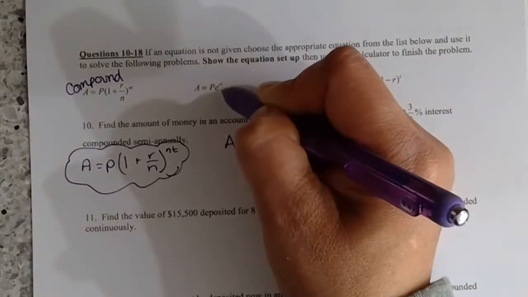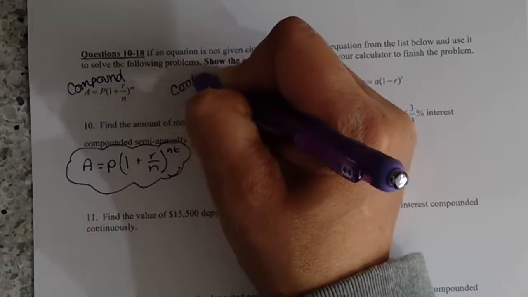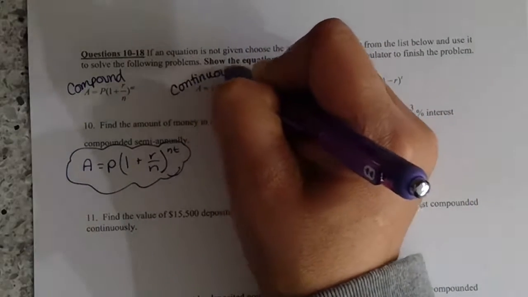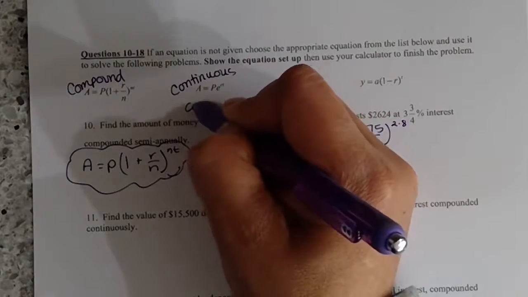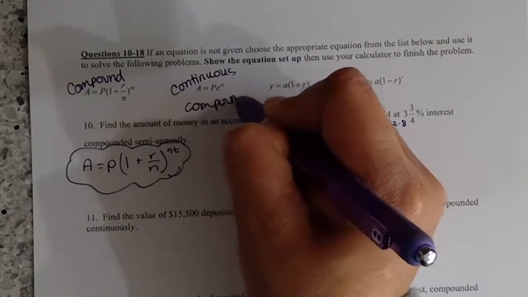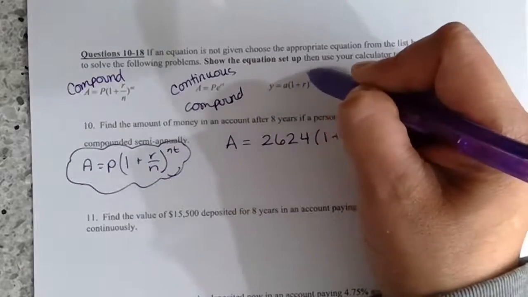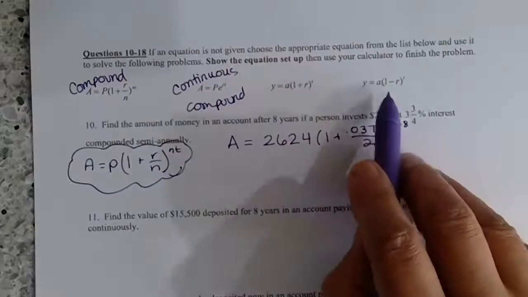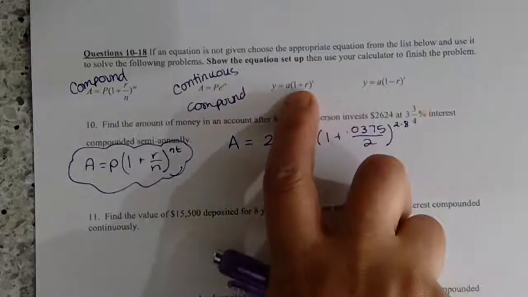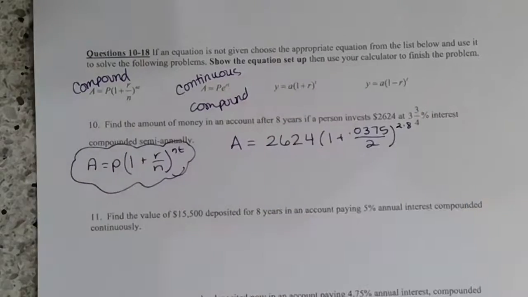This is continuously compounded. So it's continuous and it's compound. This one is just exponential growth. That's your basic one, or exponential decay. These are actually the same. One's with a plus if you're doing exponential growth, and one's with a minus if you're doing exponential decay.